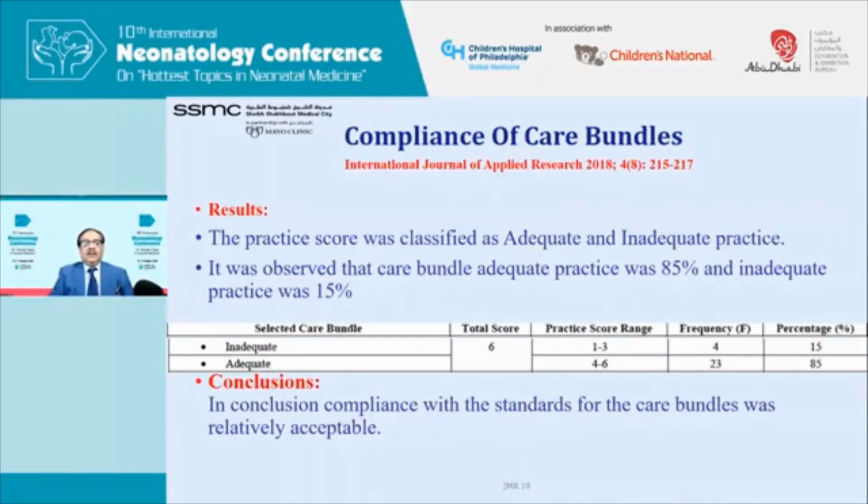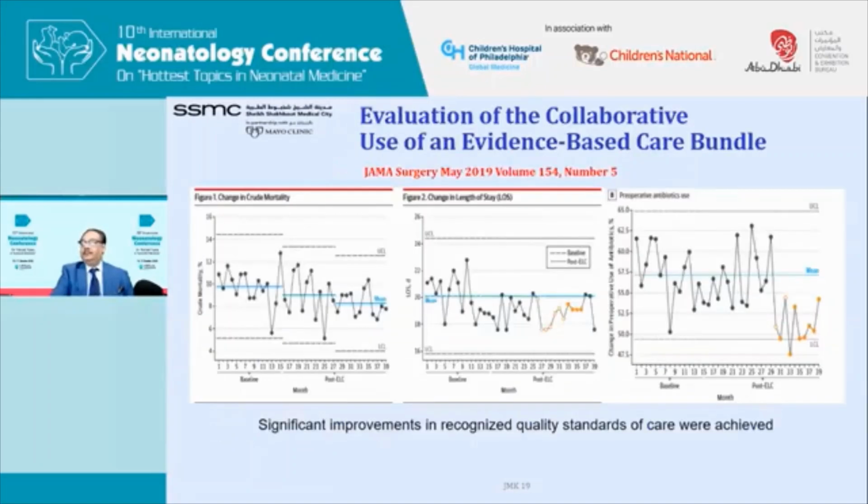Again, in 2018, the International Journal of Applied Research also published that the practice score was classified as adequate and inadequate practices. It was observed that care bundle adequate practice was 85% and inadequate practice was 15%. And they concluded that compliance with the standard of the care bundles was relatively acceptable. So the people want to comply with that bundle.